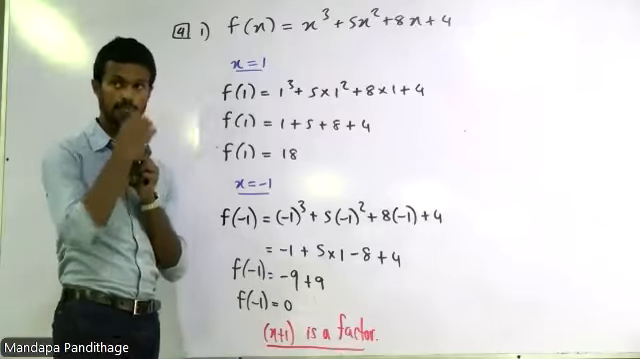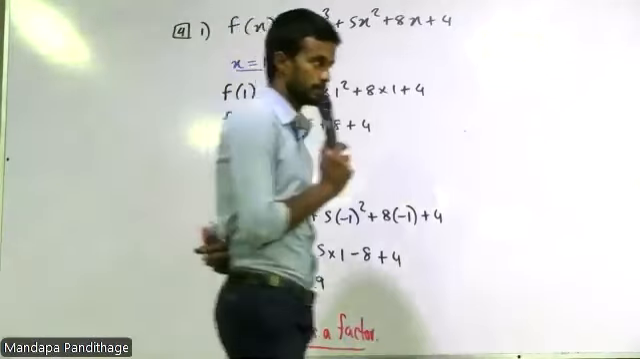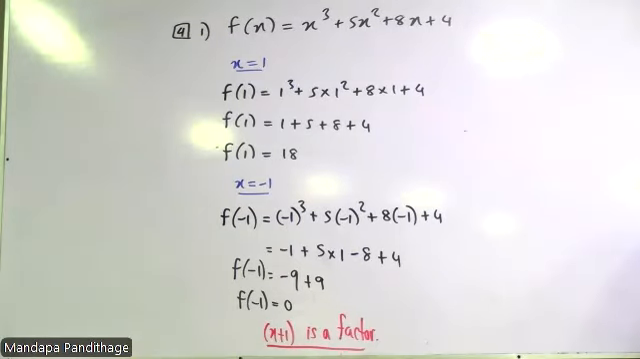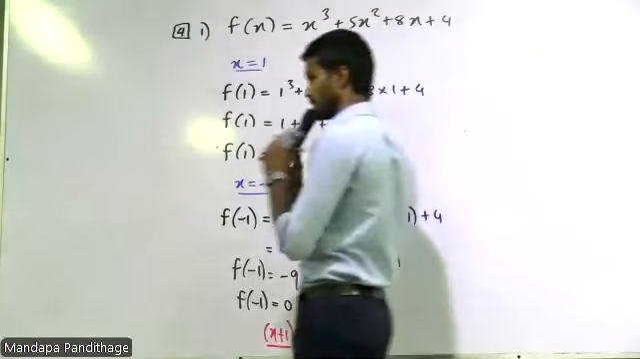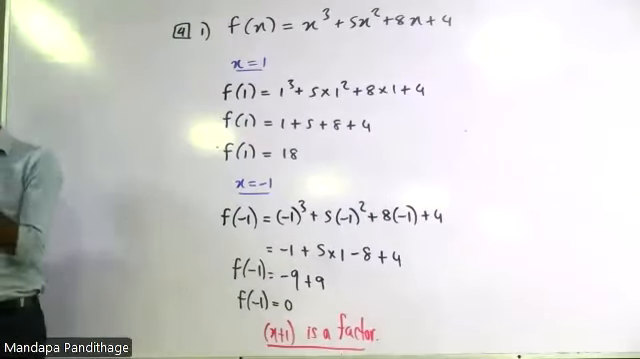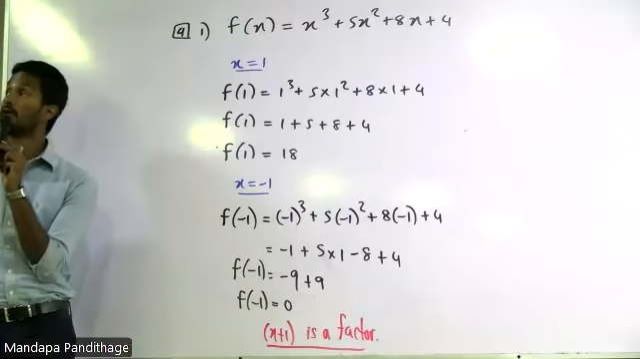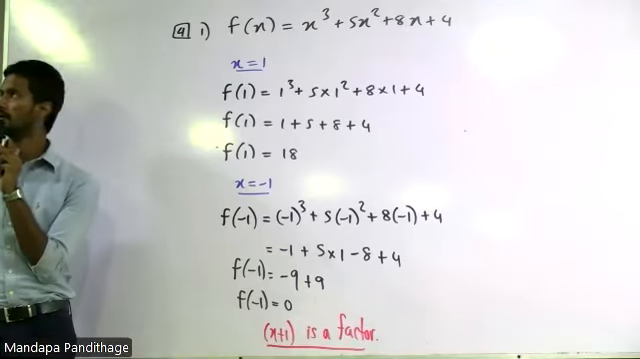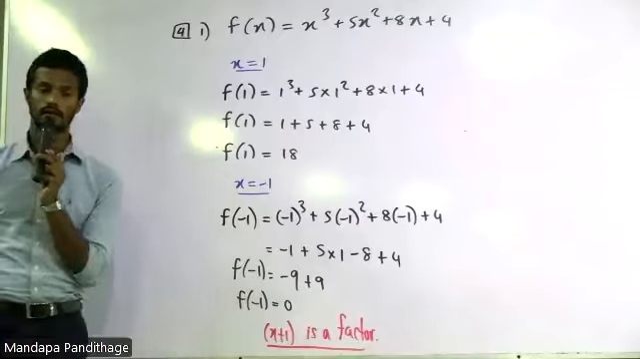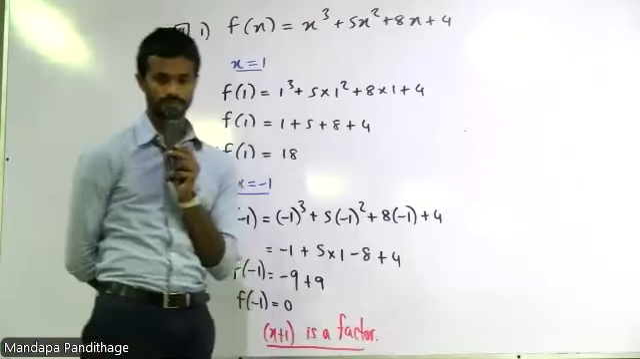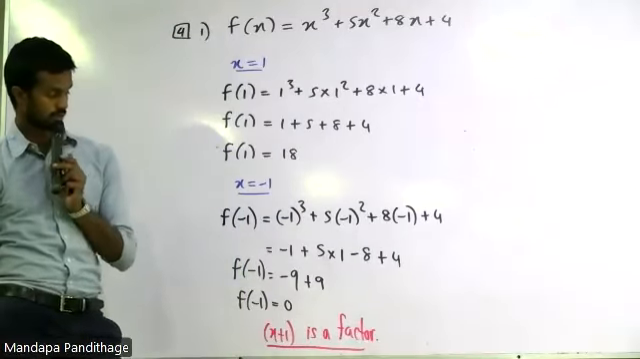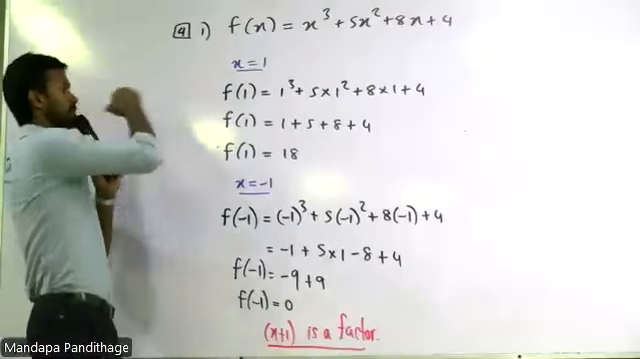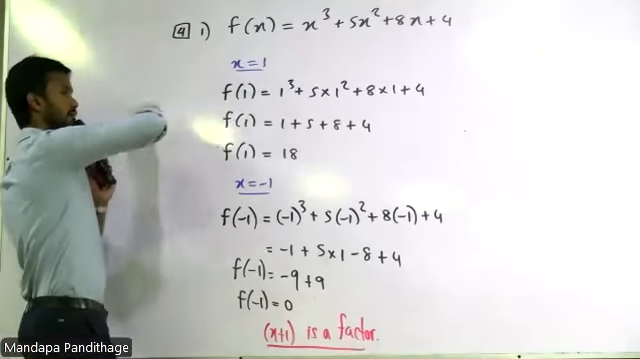Okay, next line. For this purpose, we have to find an x value such that f(x) equals 0. Okay, so we are in main question 4 under factor theorem, and question number 1.